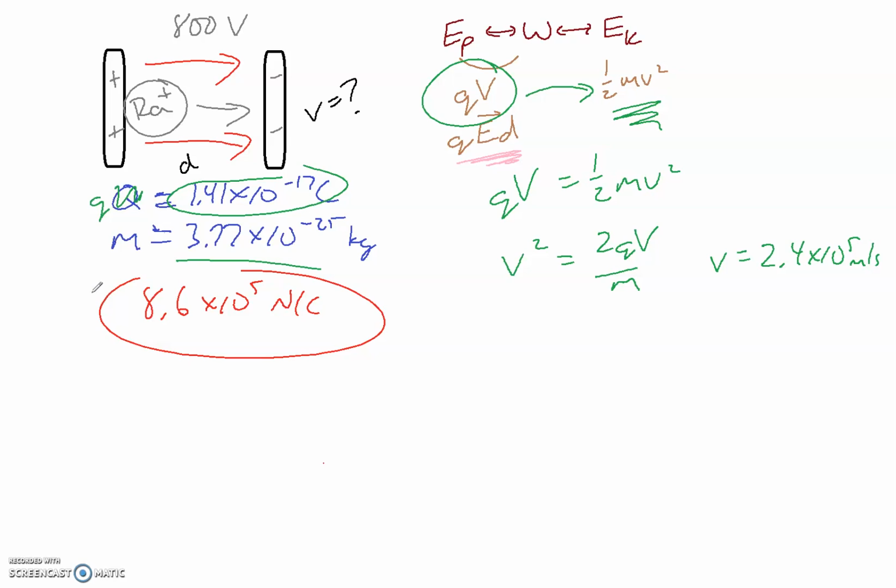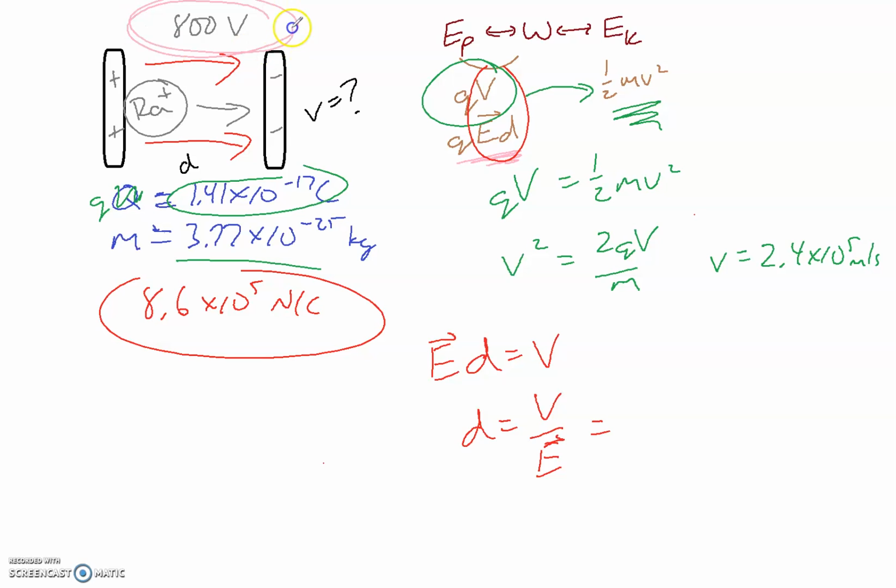There's lots of things you can do. A lot of people would just use that combination right there, where the electric field times distance is equal to V, or V equals ED. A lot of people remember it that way. A lot of people just use that. So then, of course, the distance would be V divided by the electric field.